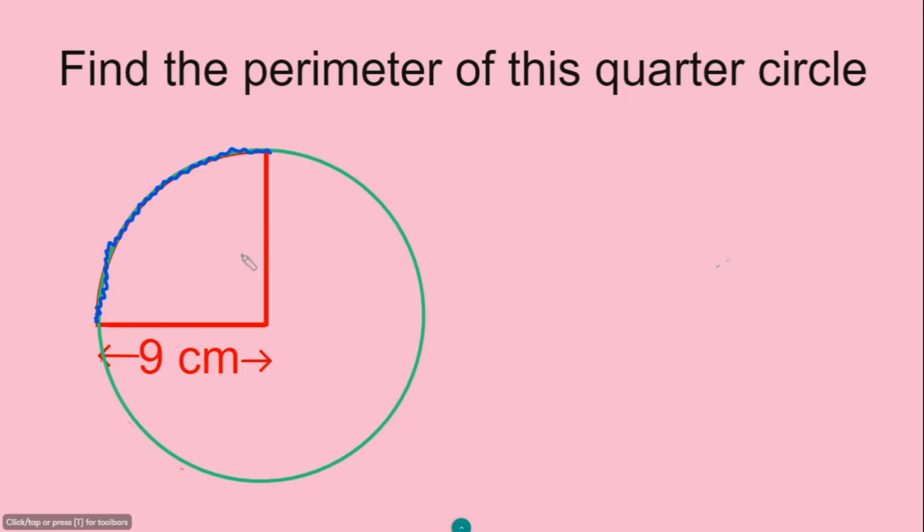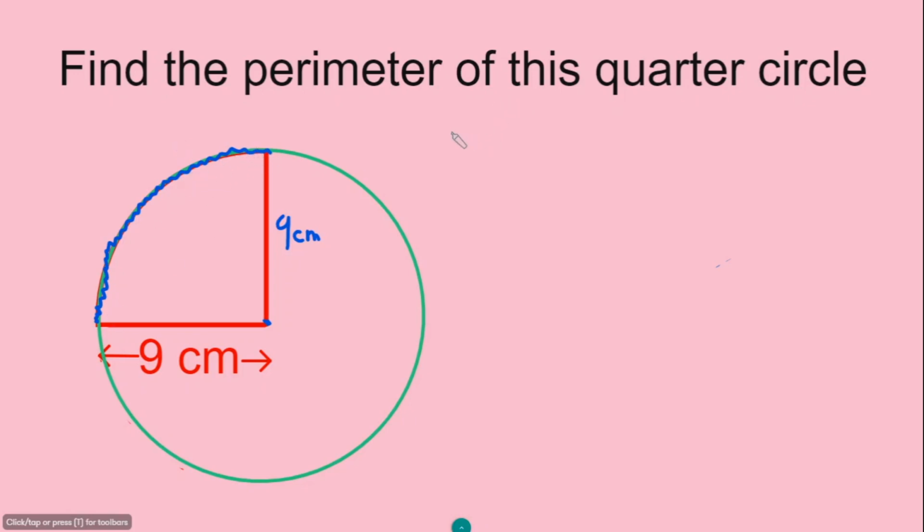Now, because we know this is a circle, if here is 9, we also know here is 9, because they are both the radius of the circle. So all I need to do now is to find this distance here. But before I do that, I need to find the full circumference of a full circle, and when I get it, I'm going to take a quarter of it. That will be the distance of this curved part.